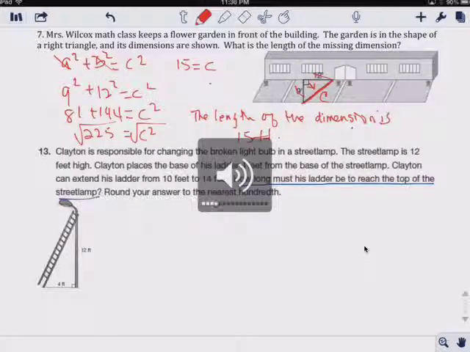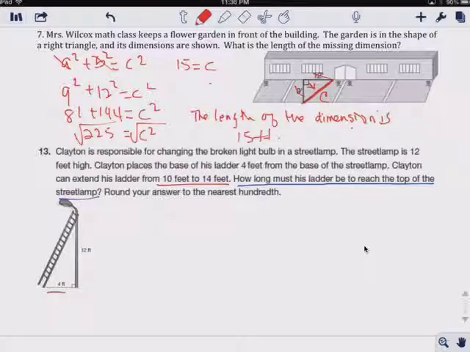Clayton is responsible for changing the broken light bulb in the street lamp. The street lamp is 12 feet high. Clayton places the base of his ladder 4 feet away from the street lamp. Clayton can extend his ladder from 10 to 14 feet. How long must his ladder be to reach the top of the street lamp? Round your answer to the nearest hundredth.